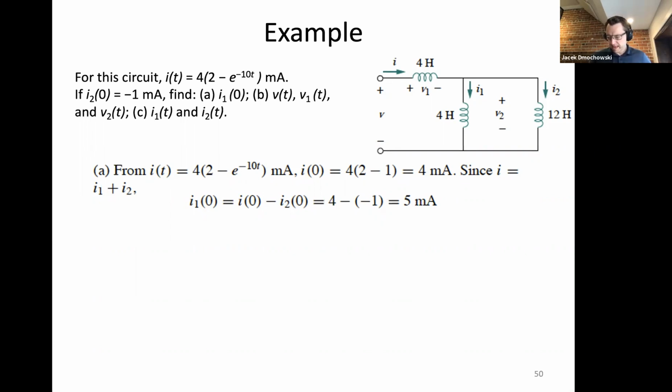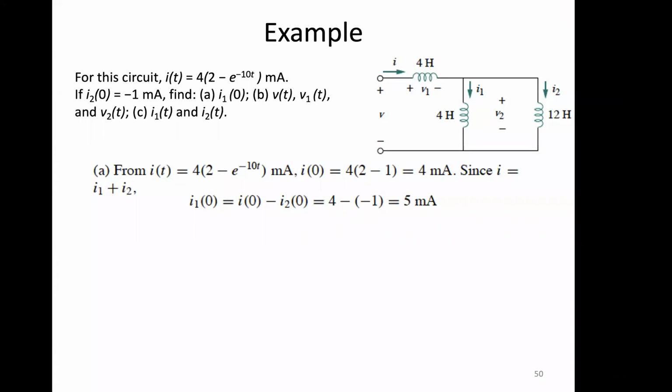So which inductors are in parallel and which inductors are in series? The 4 and the 12 are in parallel. That's right. And so what does 4 in parallel with the 12 give you? I think I got 4. It's always going to be less than the smaller of the two numbers. Okay, so 3, yeah, 3, right?